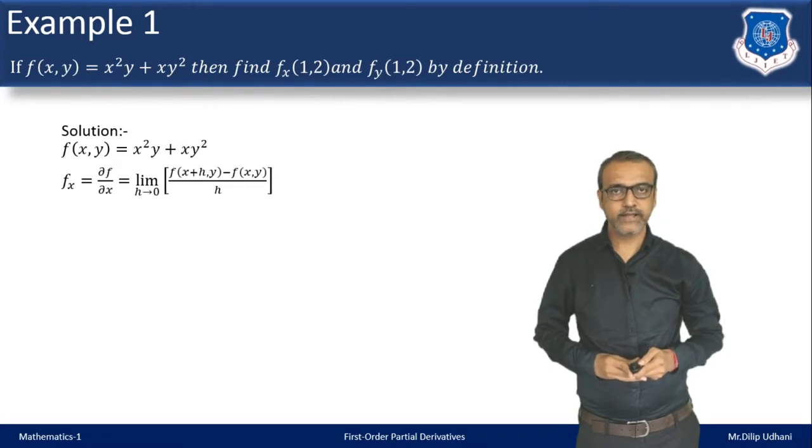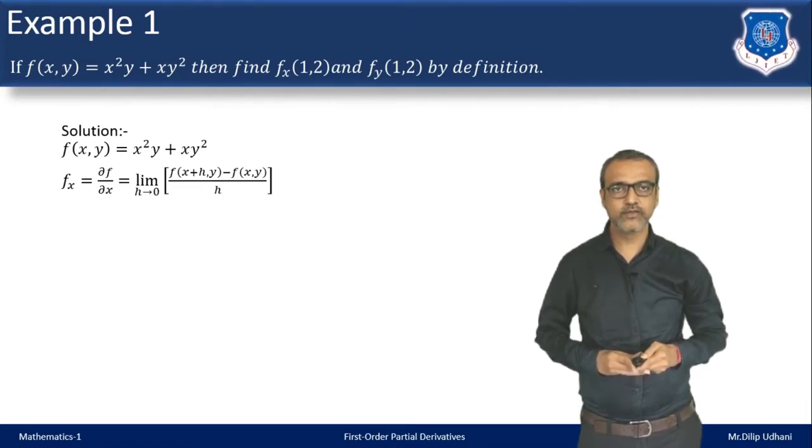So applying the definition of del f by del x using limit, that is del f by del x equals limit h tends to 0 function of x plus h comma y minus function of x comma y upon h. So first of all, we have to find out function of x plus h comma y. To find out function of x plus h comma y, we have to replace x by x plus h in the function f of x comma y.